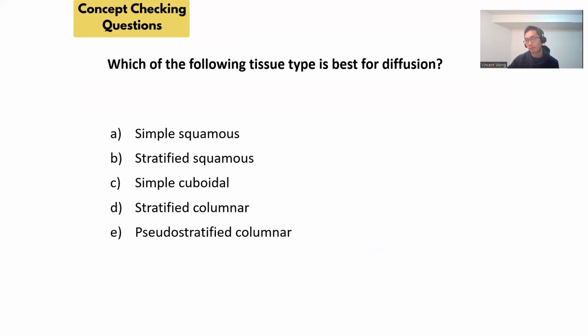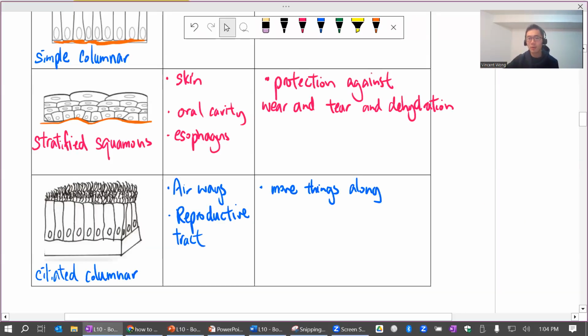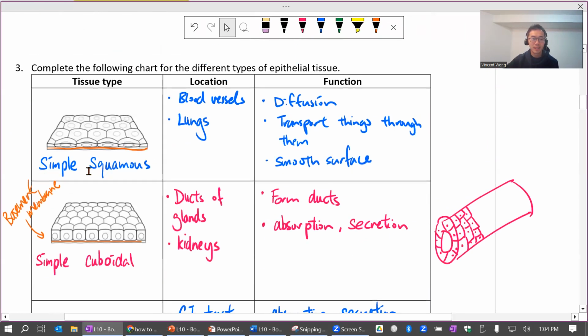All right. How about this one? Anyone? That's A. Yeah, simple squamous, right? Single layer of flat cells, best for diffusion. Okay, we roll it down here, guys. Simple squamous, best for diffusion.